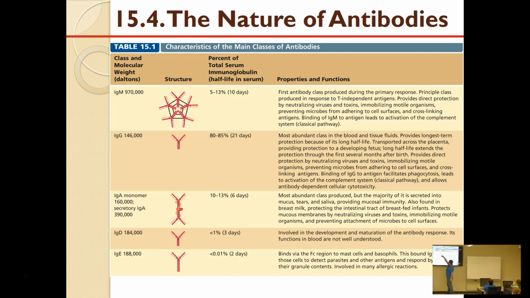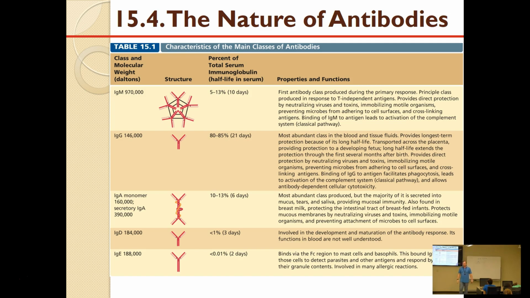And it just basically rolls around looking for anything. So it's maximizing the number of spots that it can bind to what it's looking for. And so this is the first antibody class produced during the primary response. Remember, primary is the first time you get sick with that particular disease. So IgM is the first antibody class produced, the principal class produced in response to T-independent antigens.